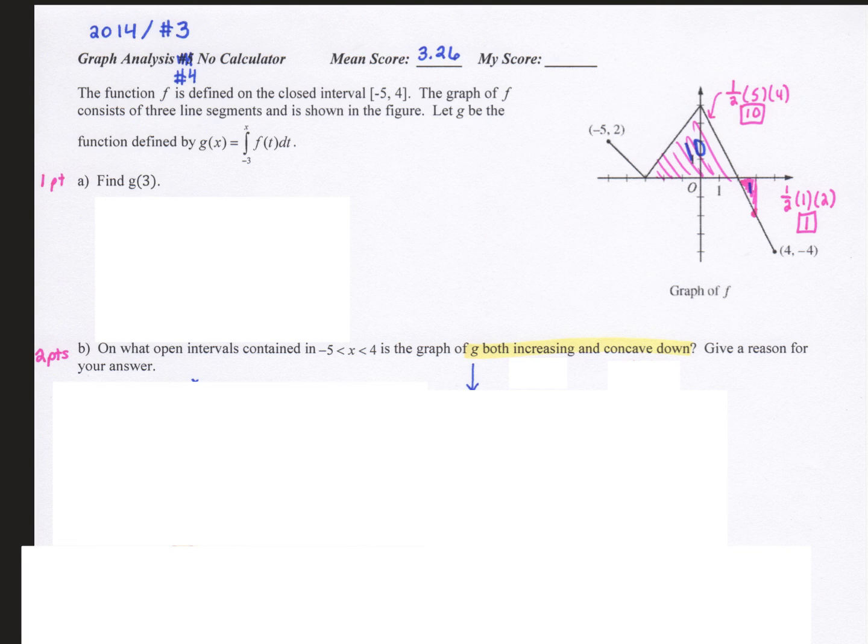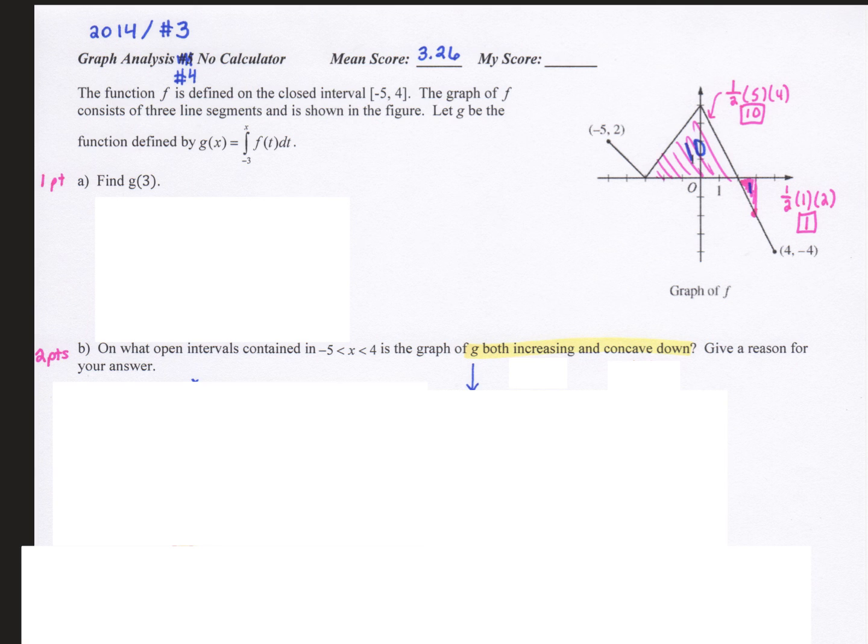Graph analysis number 4 is from the 2014 exam. The mean score is 3.26 and it is a no calculator question, as are all of these graph analysis questions. I'm given g of x defined as the integral of f and the graph of f over here. In part A, I'm asked to find g of 3.